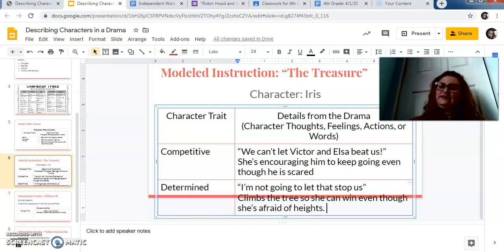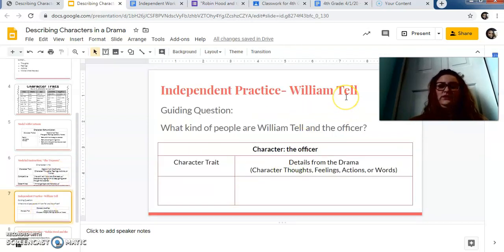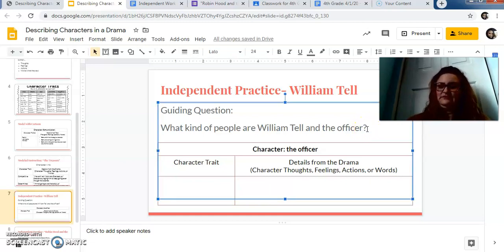Alright, so you can see this is the type of work I'm expecting you to do today when you're reading independently. What you are going to be reading independently is William Tell. Think about this as you're reading the play. This is also based off of an old folk tale, so you may have heard something like this before. But as you're reading the play, think about this as the most important question: what kind of people are William Tell and the officer? So how would you describe them?